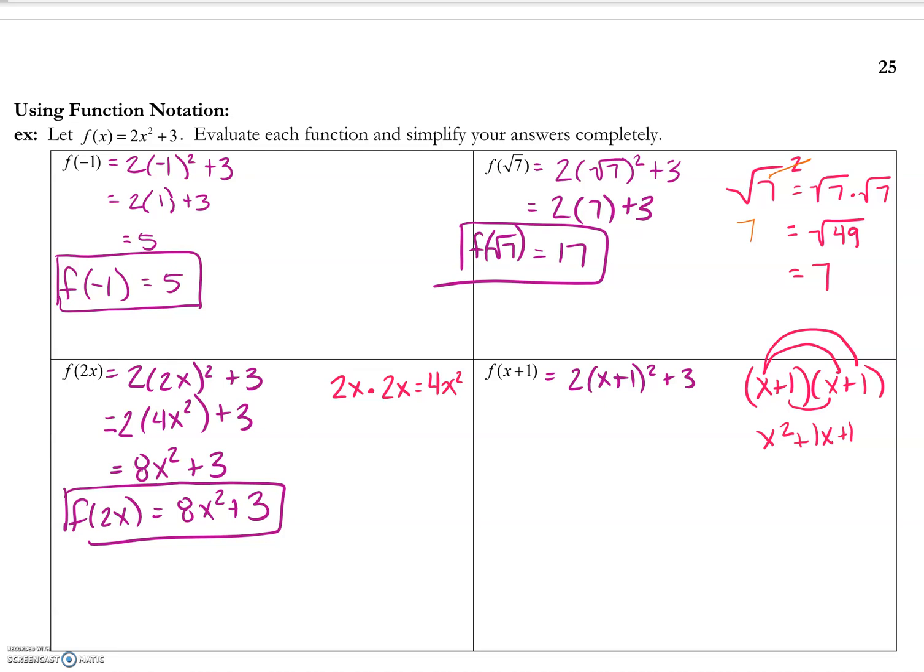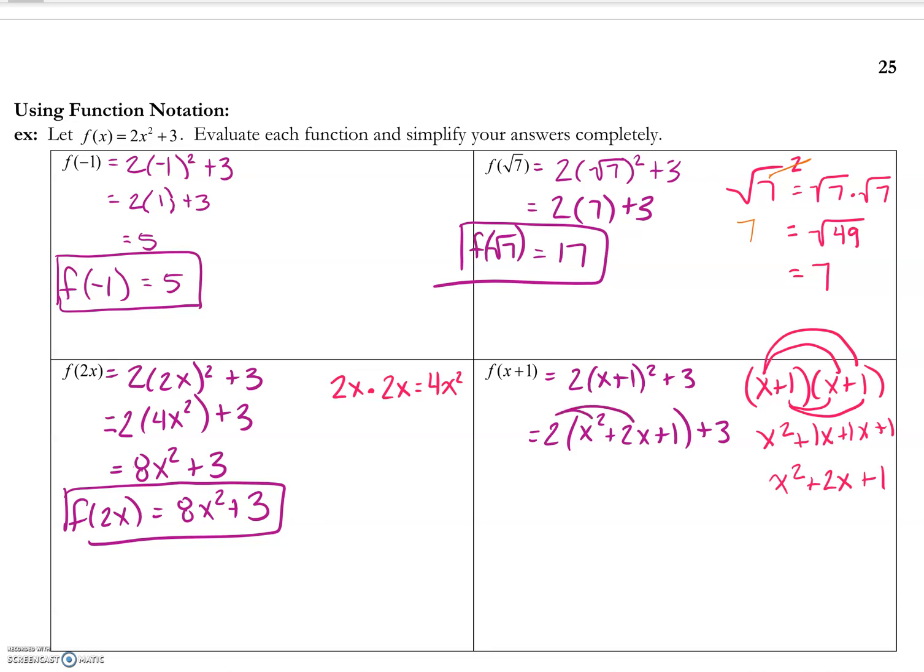1 times x is also 1x, and 1 times 1 is positive 1. So now here I have like terms that I can combine. X squared does not have a like term, but 1x and 1x, when combined, give me 2x. So now when I go back and finish the problem, I've got 2 times x squared plus 2x plus 1 with the plus 3 on the outside.